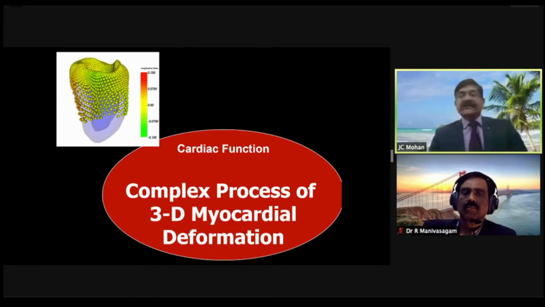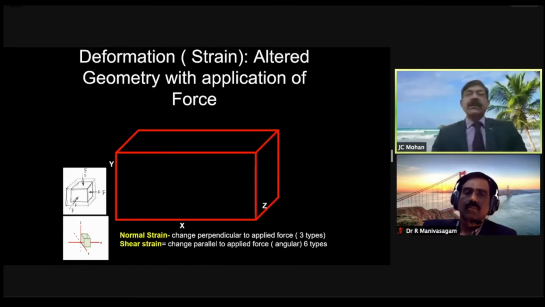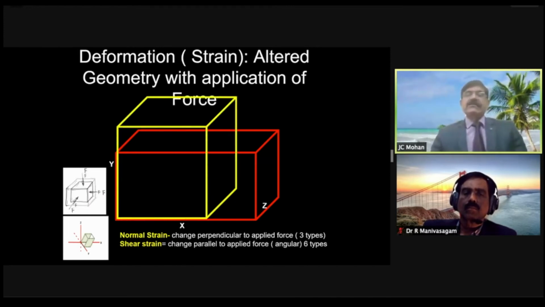So the first thing which we have said so far is that cardiac function is a complex process of 3D myocardial deformation. So what is deformation? Deformation is an alteration in geometry with the application of force. Let us say this cube represents a myocyte, and when we apply force in systole, the myocyte undergoes change in geometry, and the change produced is what is called strain.